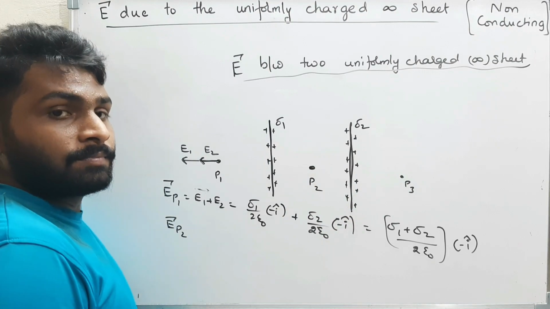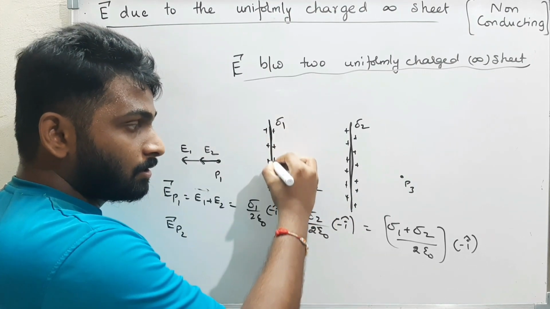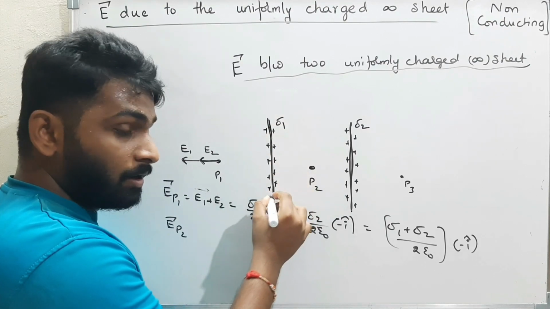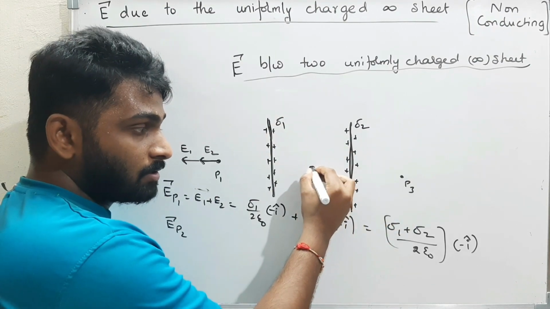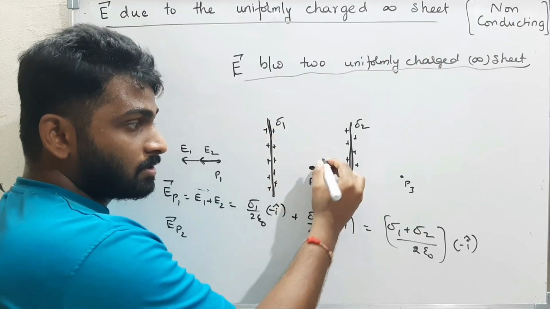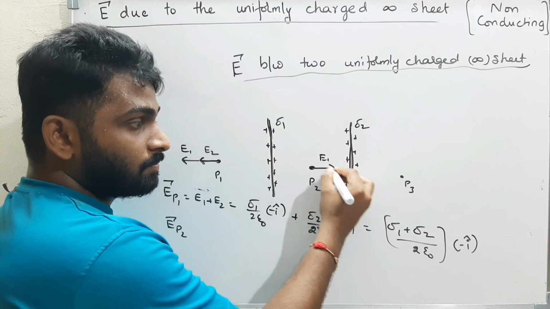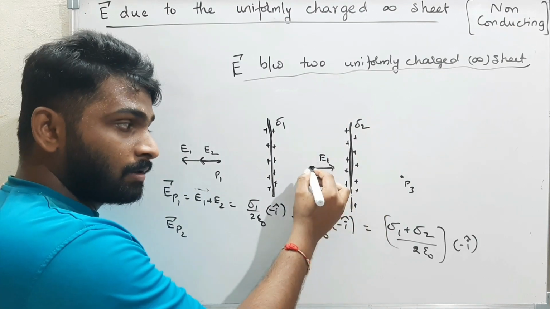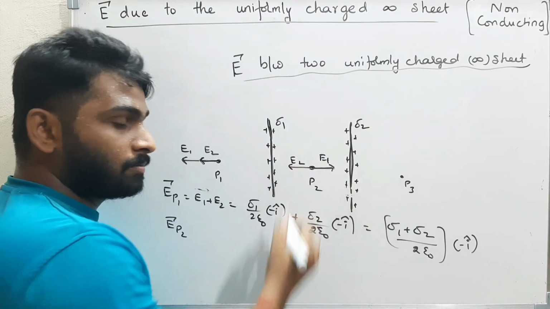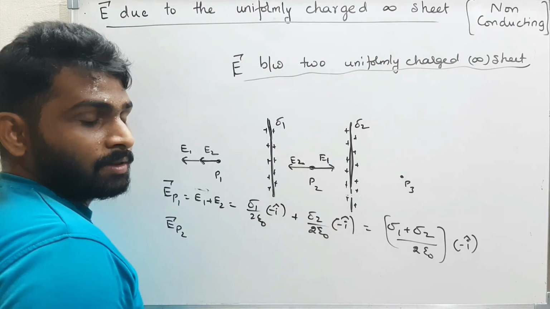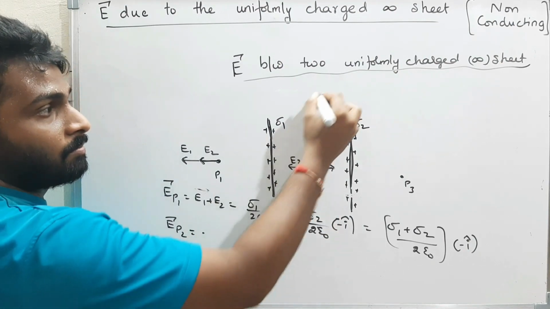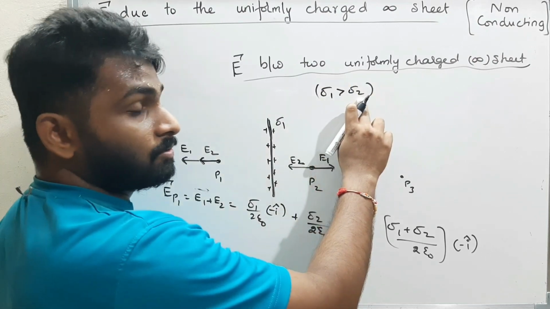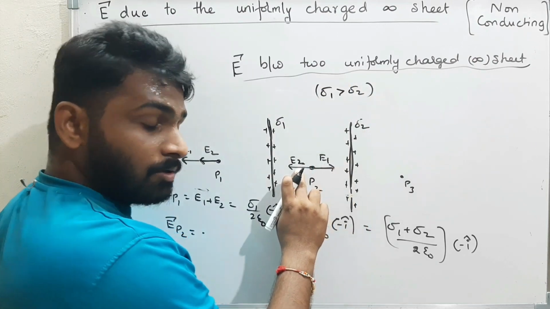Now same. Because of this sheet, the electric field lines will be in which direction? This is a positive plate. Therefore, electric field lines will be away from it. Therefore, the electric field at this point, because of the sheet, is in this direction. That is E1. And because of the other sheet, the electric field will be in this direction. That is E2. I think this is clear. Therefore, what is the resultant? Assume sigma 1 is greater than sigma 2. If sigma 1 is greater than sigma 2, then E1 is greater than E2.